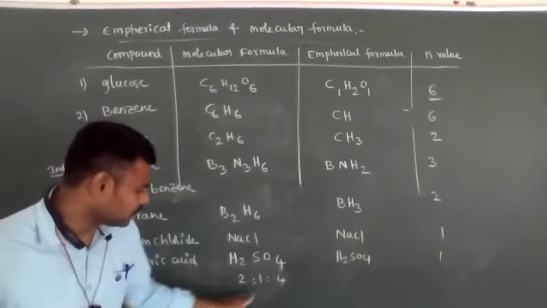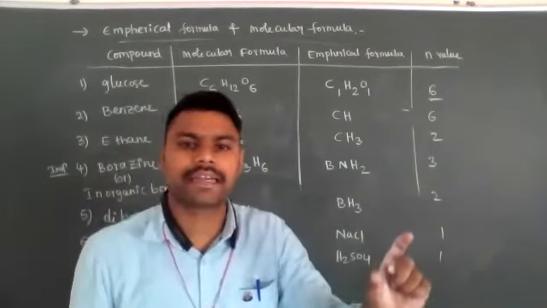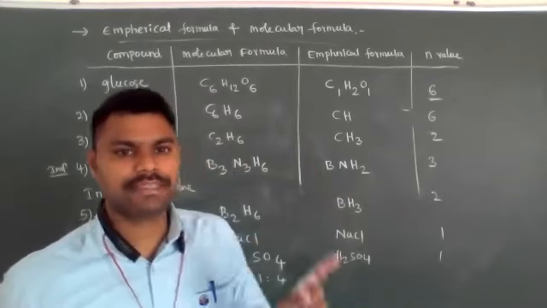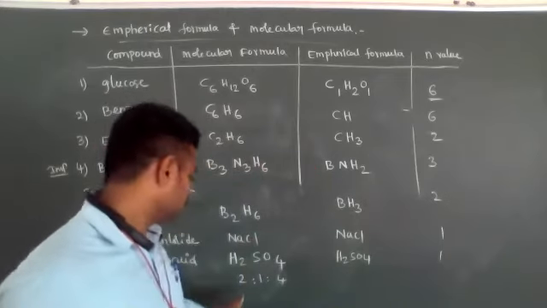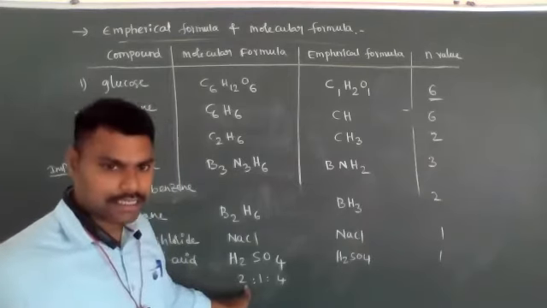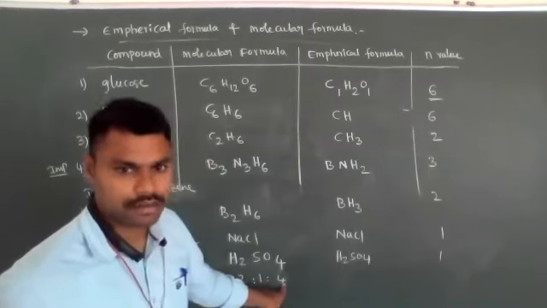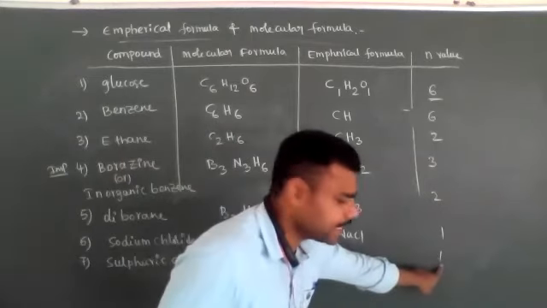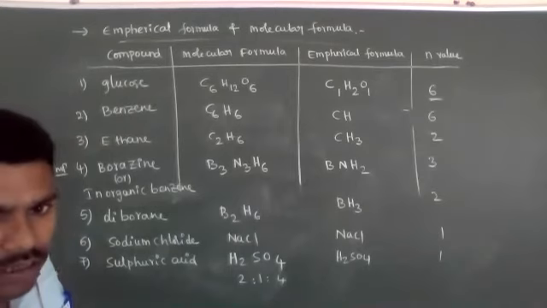Do you want to divide by 2, meaning 1/2? 1/2 means 0.5. We don't get fractional values. It is always positive integers or whole numbers. Whole numbers means 1, 2, 3, 4, 5, 6, except 0. So the simplest ratio for H2SO4 is 2:1:4 only. Now the molecular formula is equal to the empirical formula. In that case, n is equal to 1.